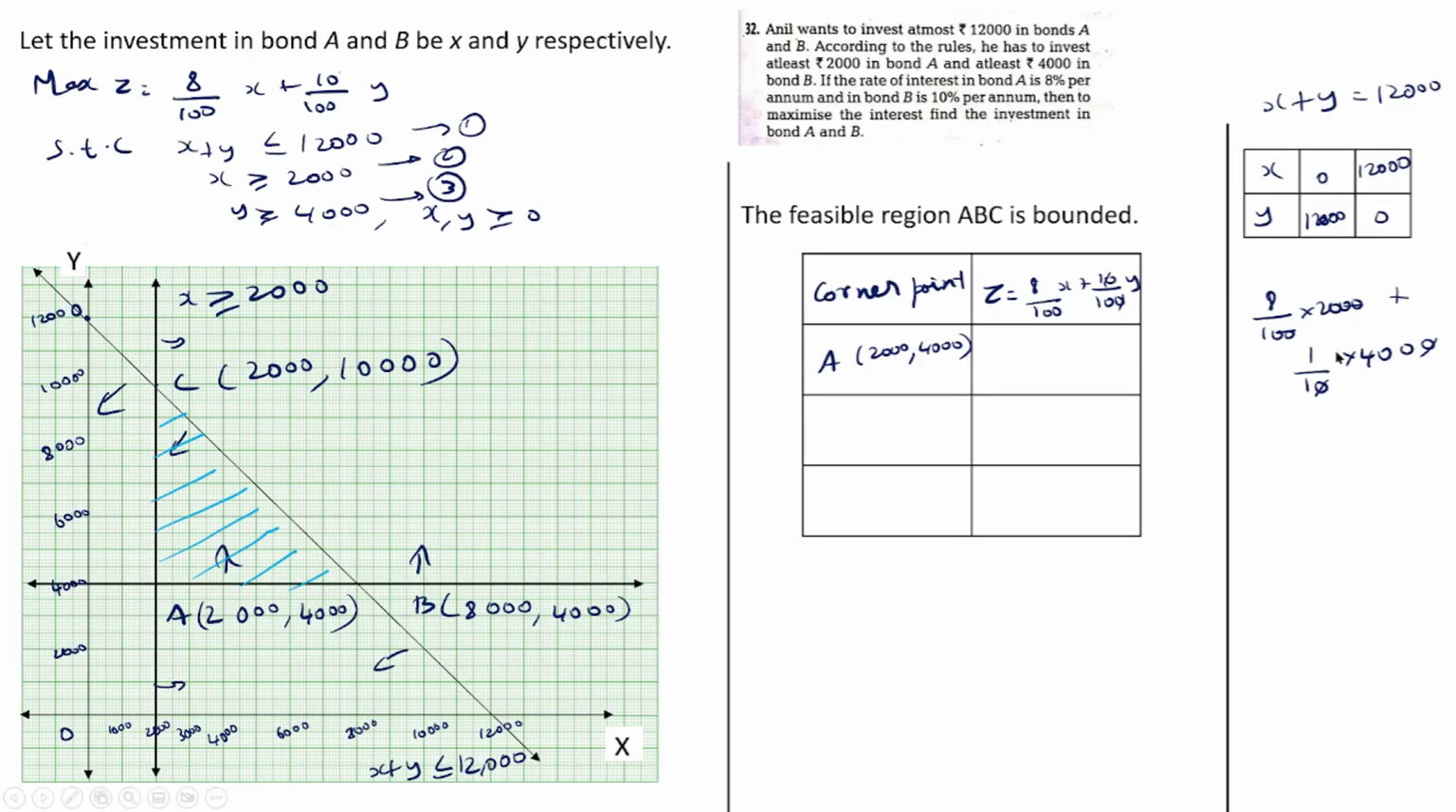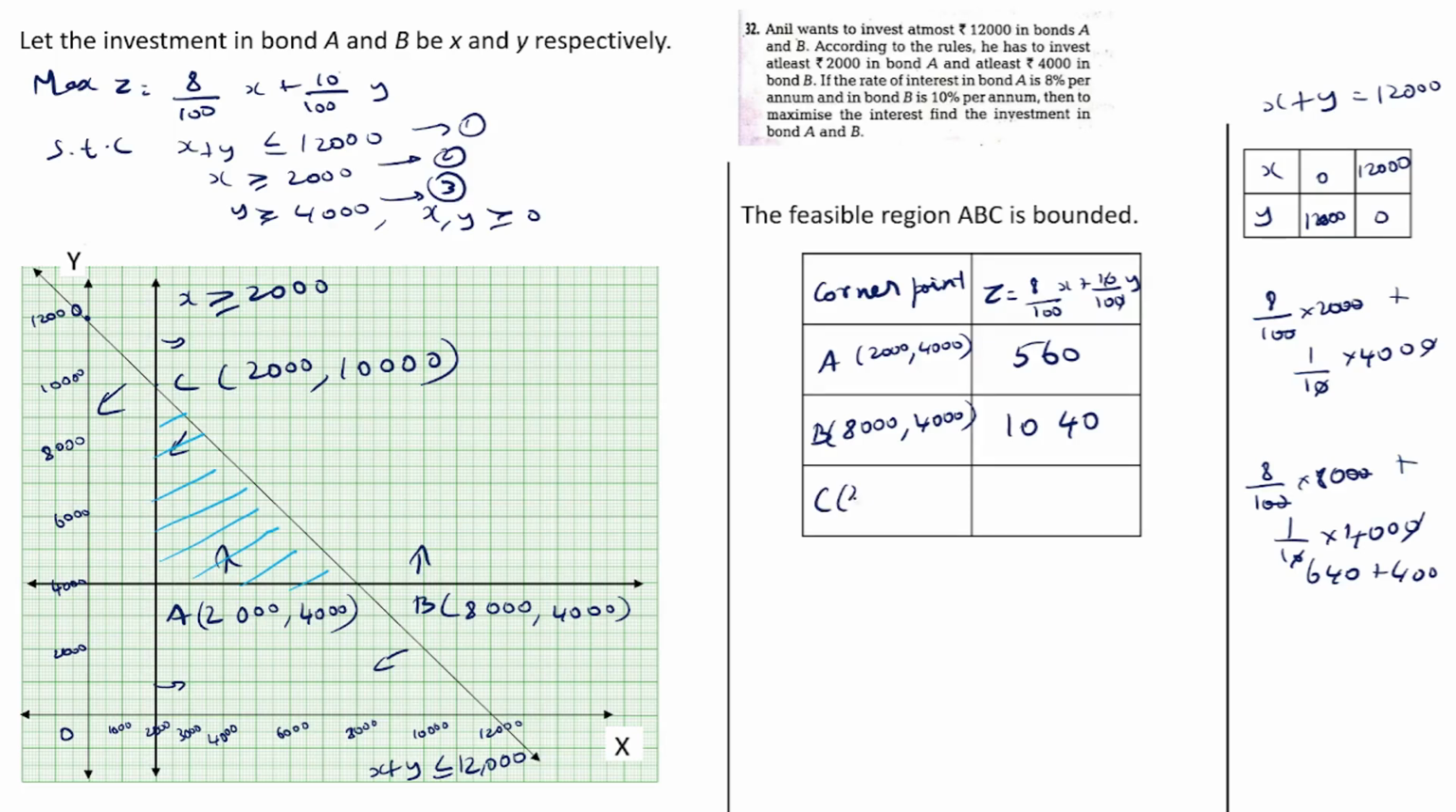So this is 400 plus 160, which is 560. Next we have the next corner point B (8000, 4000). So again this is 8 by 100 into 8000 plus 1 by 10 into 4000. So it is 640 plus 400, it is 1040.